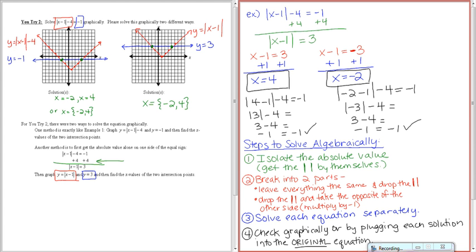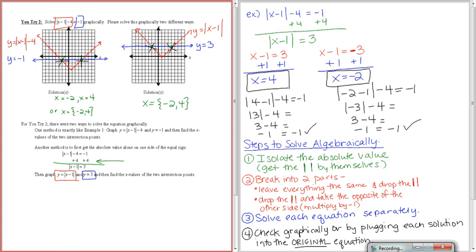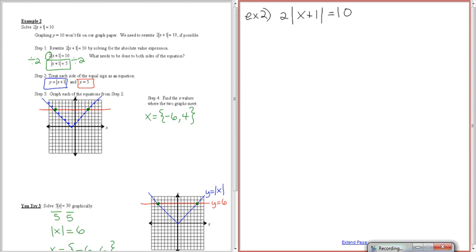If I didn't want to plug back into the original equation, I could also look back at my original graph over here on the left and see that graphically I had two solutions because my graph crossed twice, at x equals -2 and at x equals 4. Turn the page to example 2 and pause the video while you try example 2 on your own.